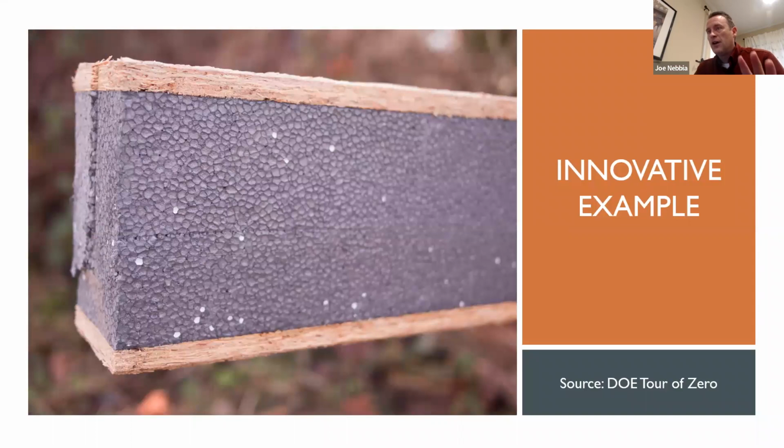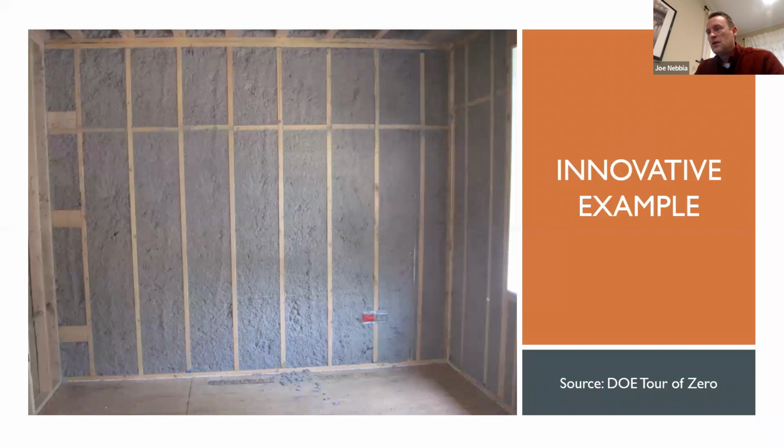Another picture of a part of a SIP system. This is blown-in insulation. And the nice thing about blown-in insulation is it conforms to the cavity. So if you have a narrow cavity, if you've got plumbing and wiring and electrical boxes, it's going to fill around that, and you don't have to do a lot of cutting of your insulation and that sort of thing.